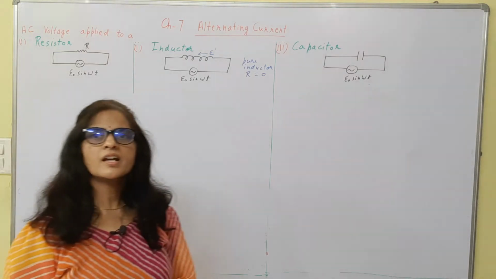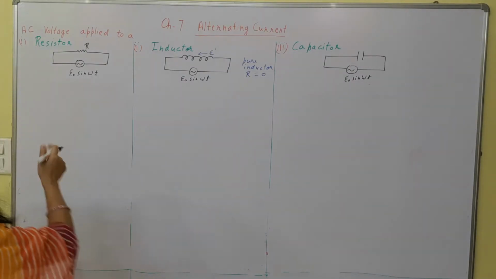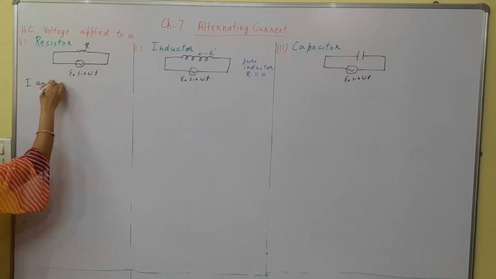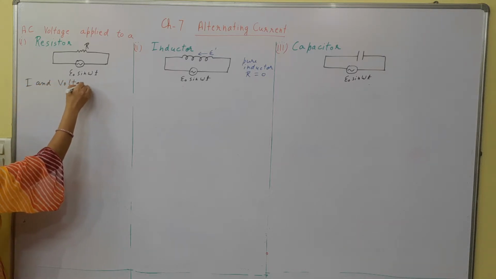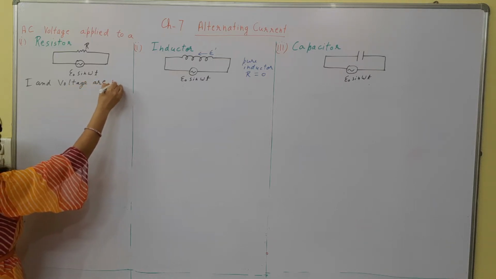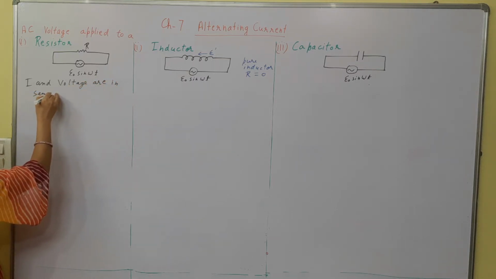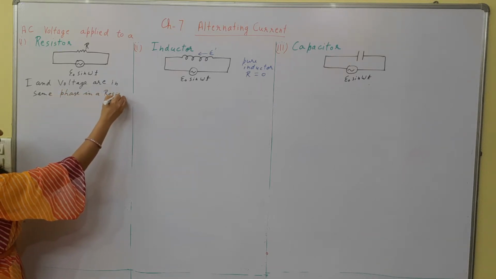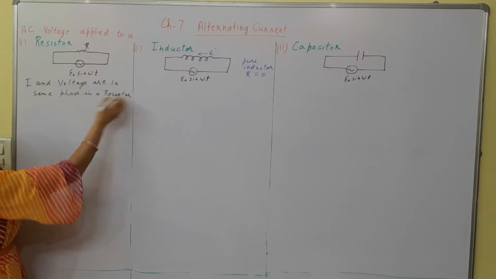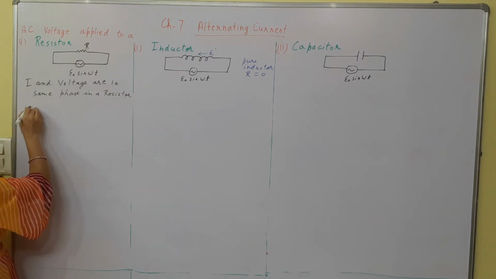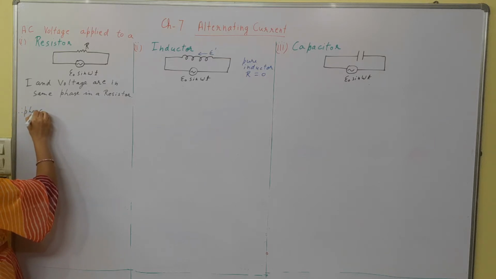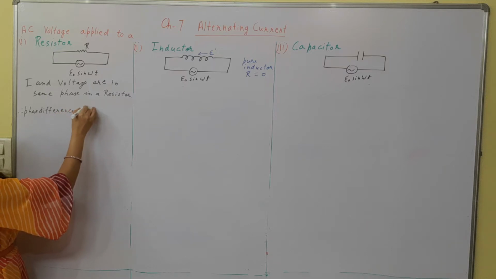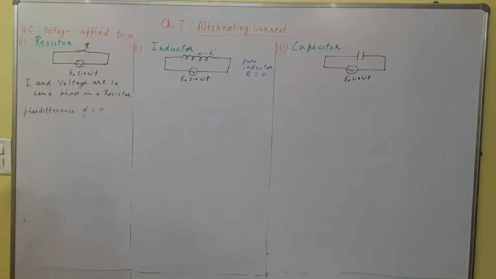So what results have we derived? We have derived that current and voltage are in same phase in a resistor. So therefore if we represent the phase difference by phi, then this is 0 in case of a resistor.